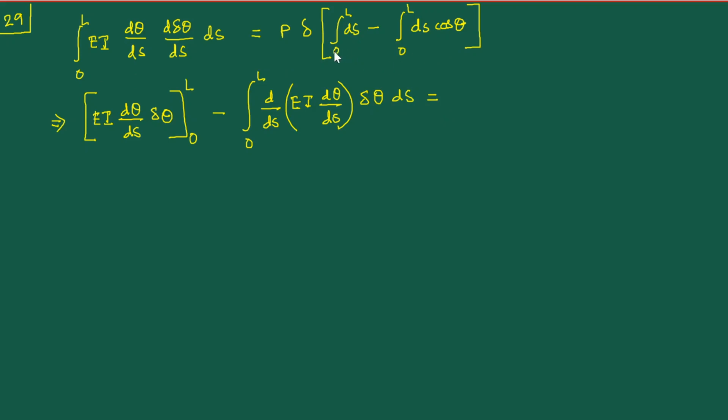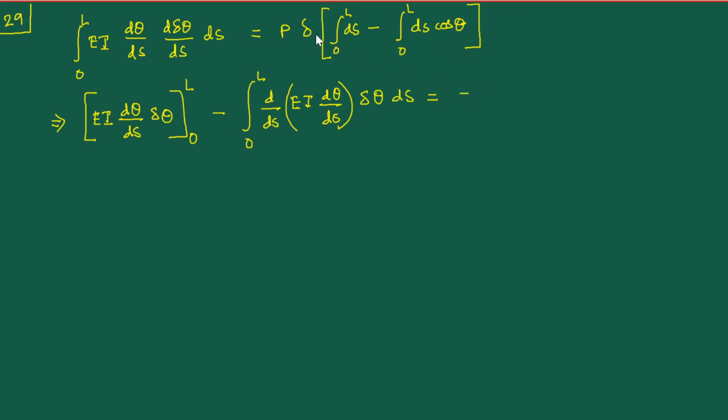And on the right hand side, if I carry out this first variation, you see this term, the integral 0 to L ds, is just the capital L. So that's a given to us. There is no question of variability in it. So the first variation of that is certainly 0. That leaves us with this minus of delta of the integral 0 to L ds cos theta.